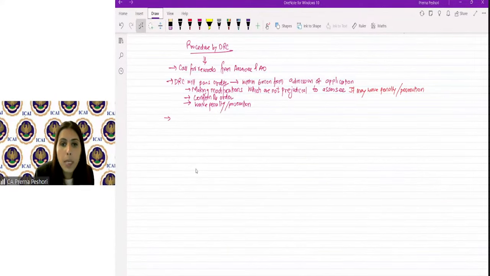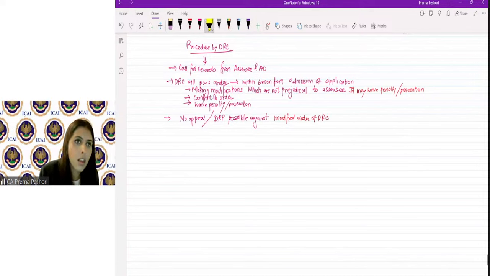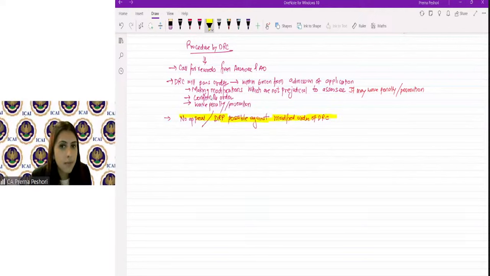And no appeal or reference will lie against this particular modified order. Are we clear? So, no appeal or DRP possible against modified order of DRC. So this will be the final order. Are we clear?